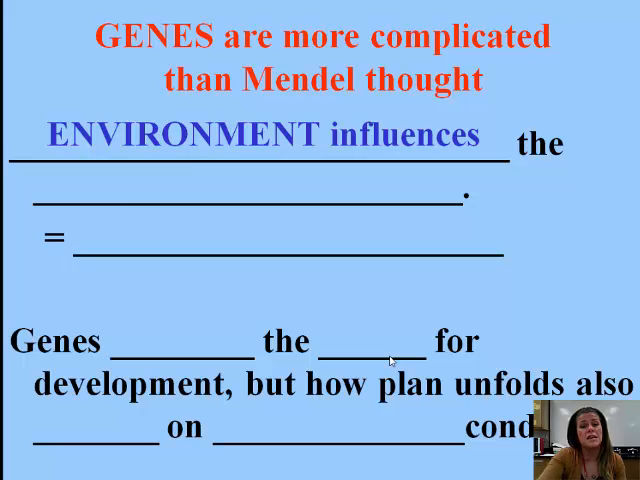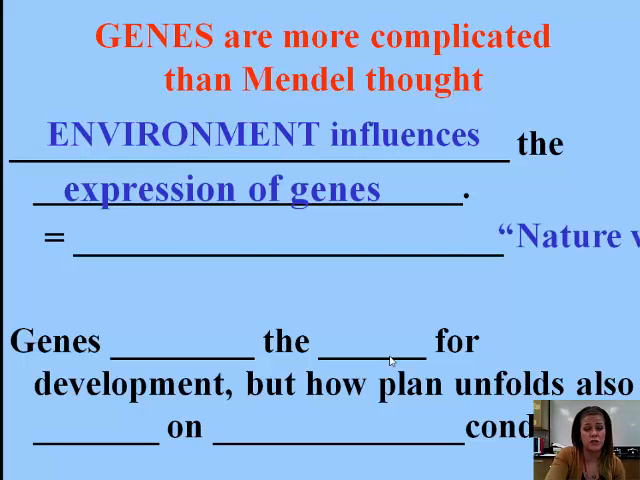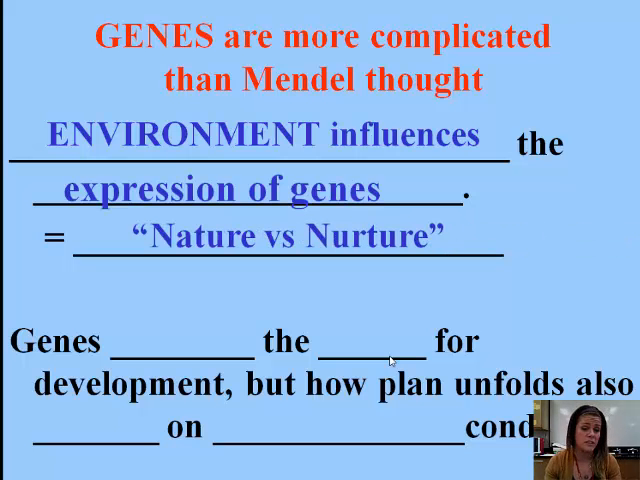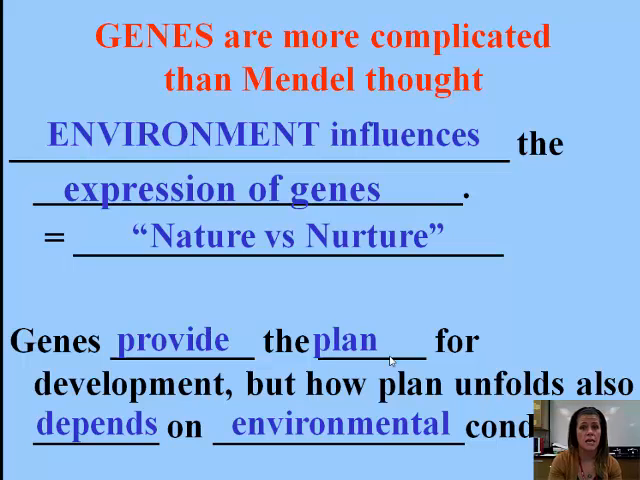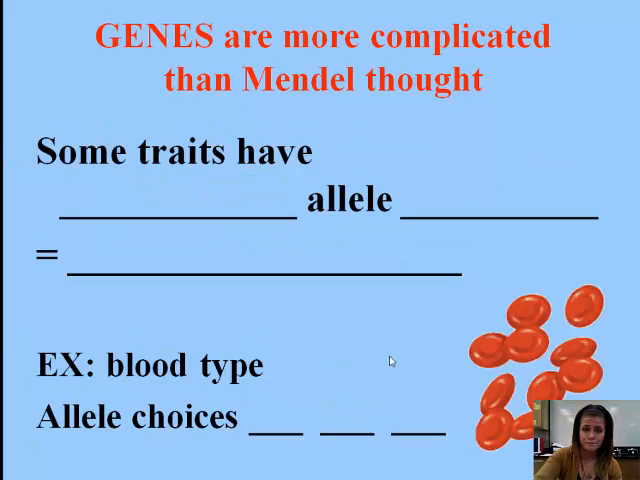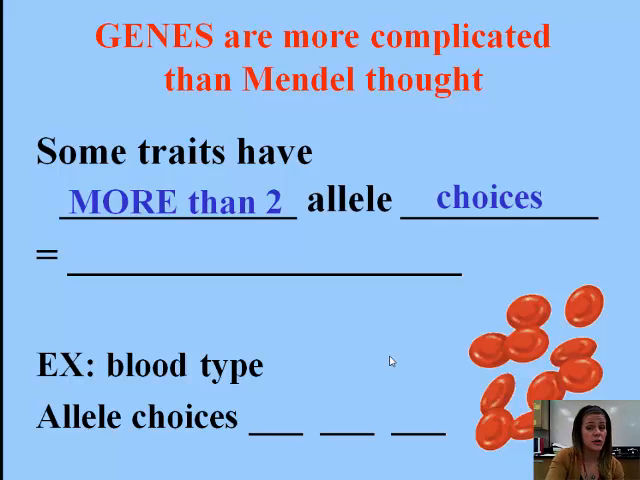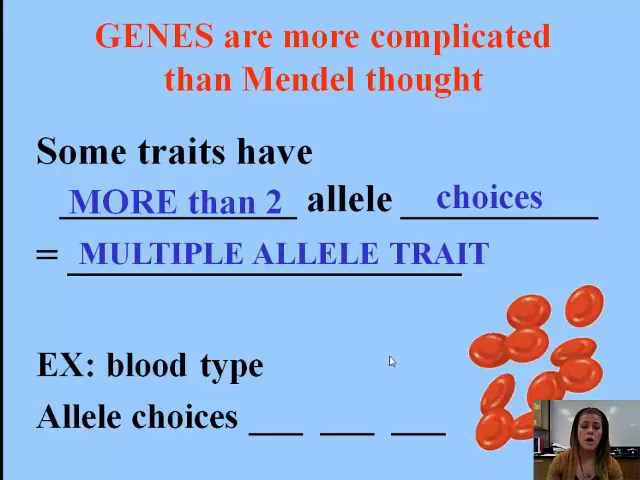So for instance, the environment can influence the expression of genes. So nature versus nurture. Genes provide the plan for the development, but how the plan unfolds also depends on environmental conditions. Some traits have more than just two allele choices. So if you remember, we called that, if there's more than two, multiple allele traits. An example of that is blood type. We have allele choices A, B, or O.